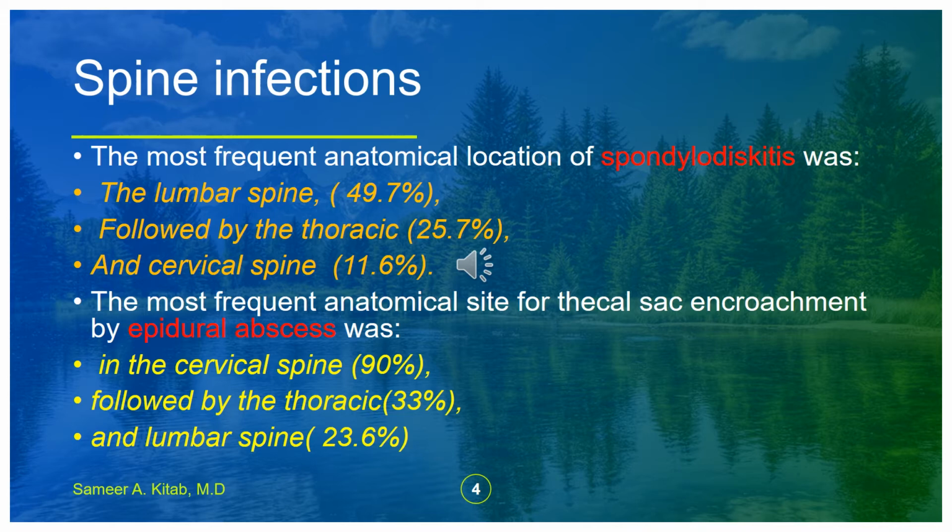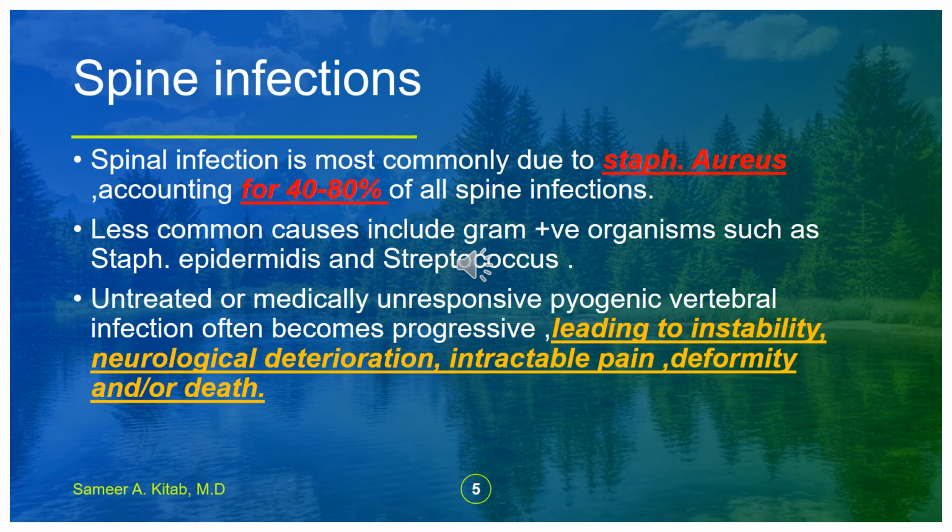In the cervical spine, 90% of epidural abscesses manifest, followed by the thoracic spine, 33%. The lumbar spine is the least because it has a capacious canal, and this is in a decreasing order of frequency: cervical, dorsal, and lumbar. For easy remembering, anatomical location is from lumbar, thoracic, and cervical, while epidural abscess is descending from cervical, thoracic, and lumbar. About 40 to 80% of all spine infections are caused by Staph aureus.